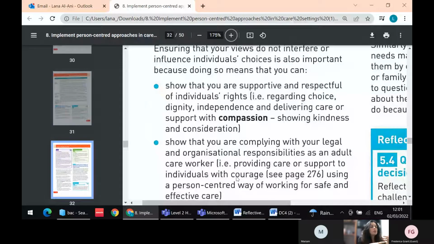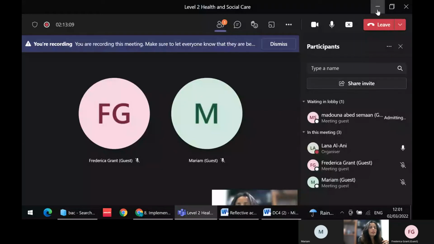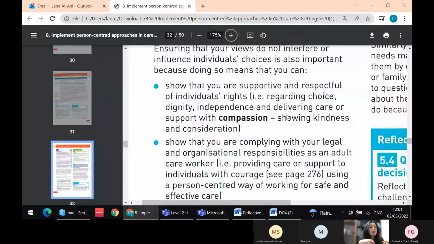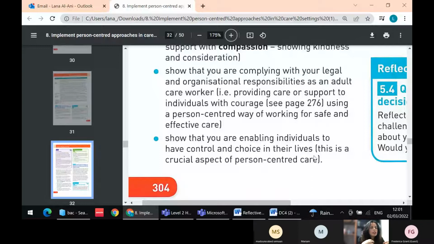So why is it important? Because you need to show them that you support them, you respect them, you regard their choices, you regard their dignity, you're compassionate with your work. So it is very important. Okay, and also you need to show your client that you're following their goals, you're following the organizational responsibilities, you do your responsibilities toward them. So you enable the individual to have control of their own choices. So that's all fully towards the benefit of making their own choices.